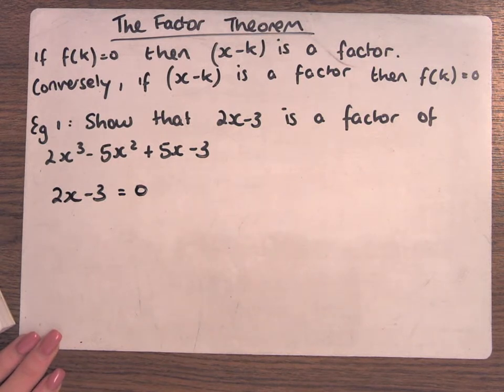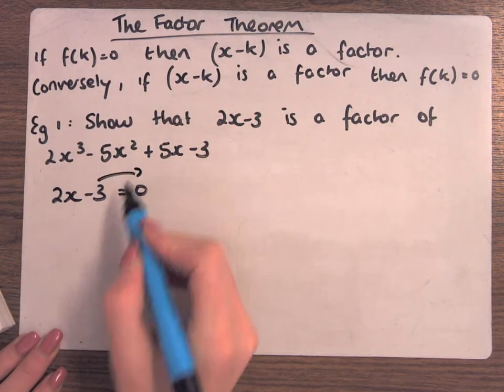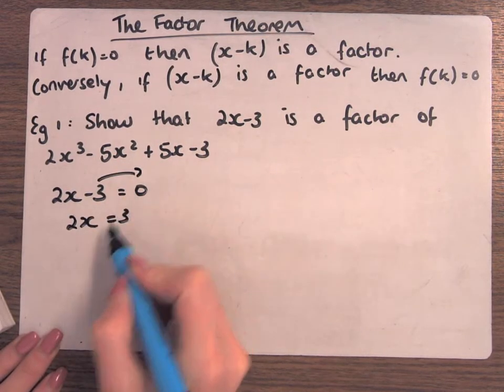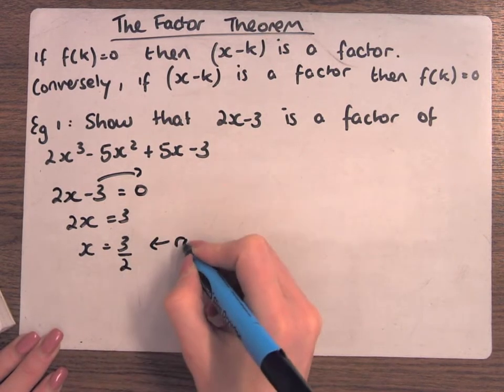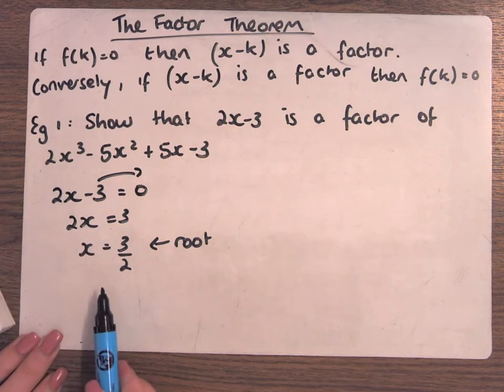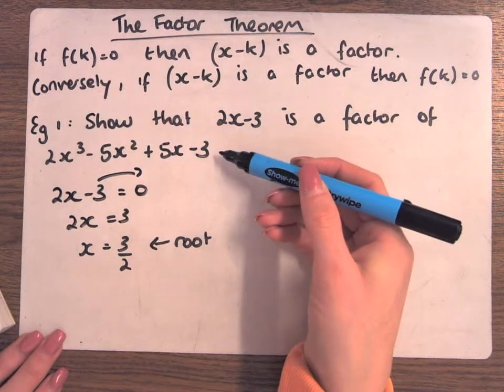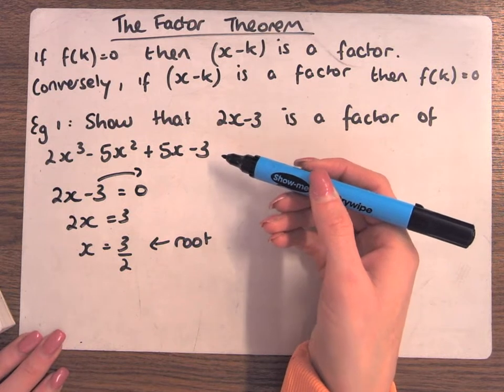So what we can do is 2x minus 3 equals 0. 2x is 3. x is 3 over 2. That's the root. If 2x minus 3 is the factor, then x is 3 over 2 is the root. And all we do is fill that in to the cubic. And if I get 0, it is a factor.